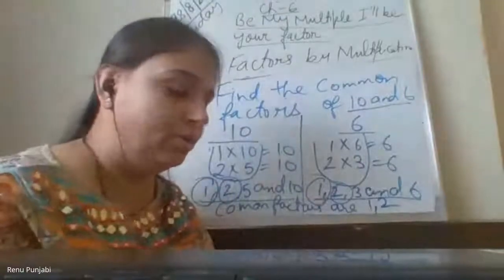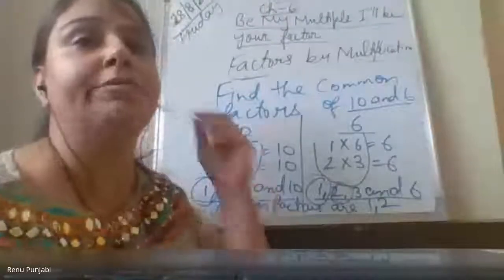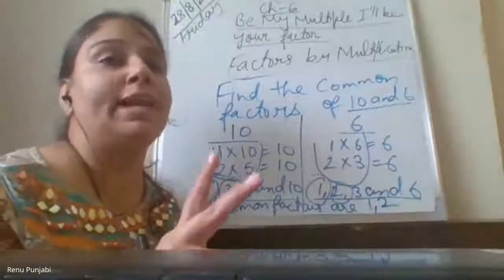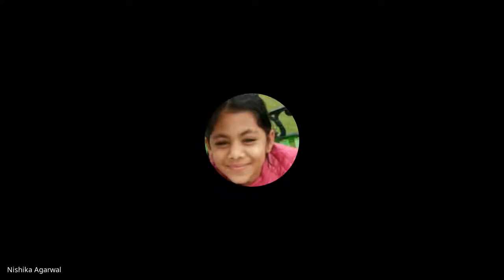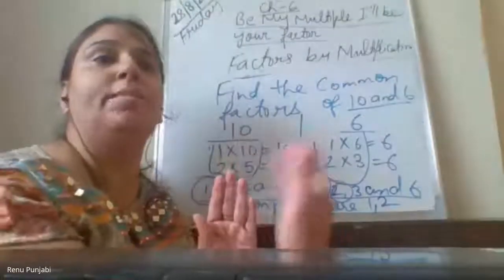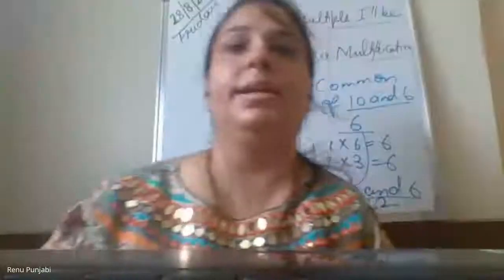So you came to know now how to find the common factors. When there are only two factors, then you write 1 and 2. When there are more than two common factors, you keep on putting commas and writing. Okay? Am I clear to everyone?